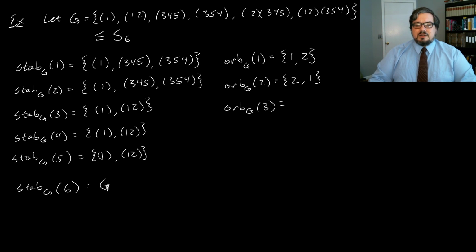Let's see where 3 goes. So under the identity permutation, 3 gets sent to 3. Under the cycle (3 4 5), 3 gets sent to 4. And under the cycle (3 5 4), 3 gets sent to 5.